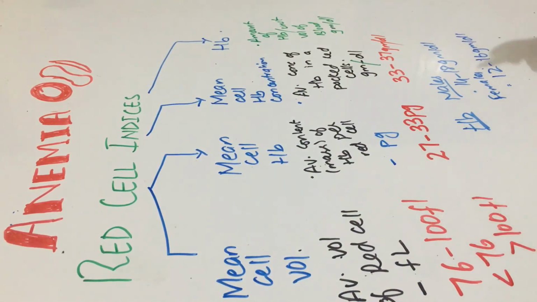So below these values there would be hypochromic, and within the normal range there would be normochromic. So that was all about the red cell indices.